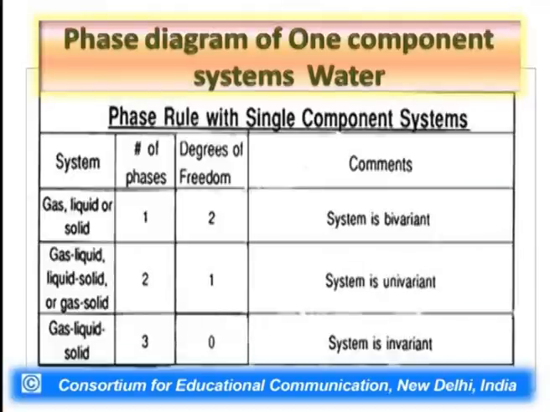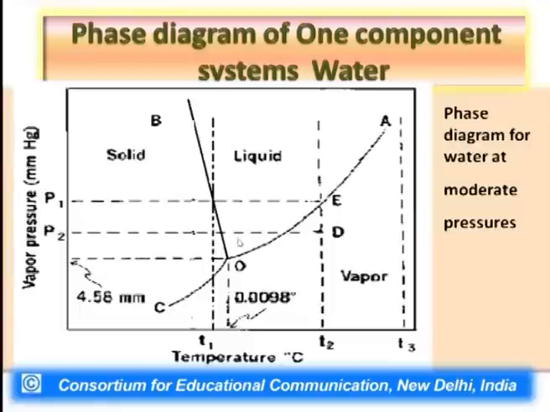Right. So, we call a system bivariant if it has 2 degrees of freedom, we call a system univariant if it has 1 degree of freedom, and we call a system invariant when the degree of freedom is 0, and such degree of freedom is 0 at the triple point. So, that triple point lies for the phase diagram of water at point O.